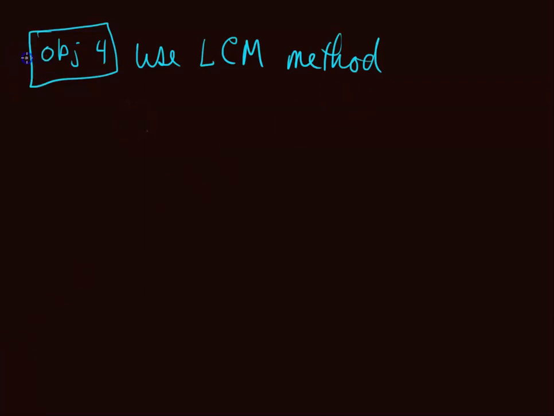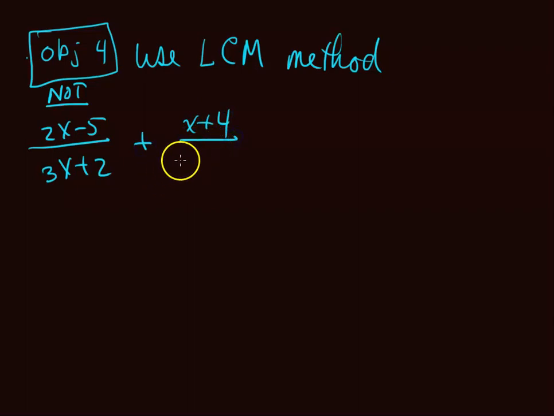So if you didn't need to use this least common multiple method, what does this thing look like? This is for the not using it. So if you had 2x minus 5 over 3x plus 2, and you wanted to add x plus 4 over 3x plus 2.